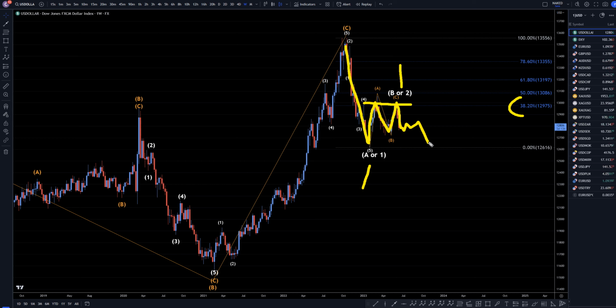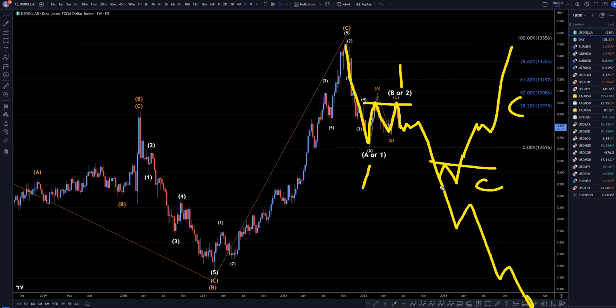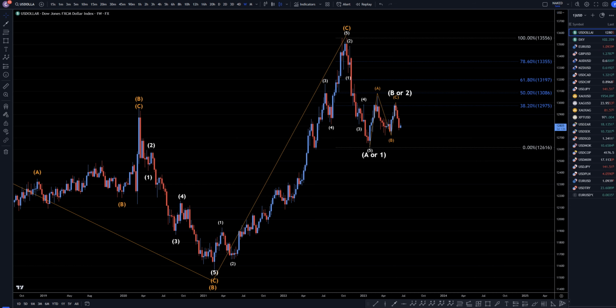And if it is the end of a wave 2, then it will just keep on trending down, looking like that. If it's not the end of a wave 2 and it's the end of a wave B, and that means that this is a C, then it will look like this with a break of structure, and we'll recognize that and we'll be able to trade accordingly. So let's head down to the daily time frame.